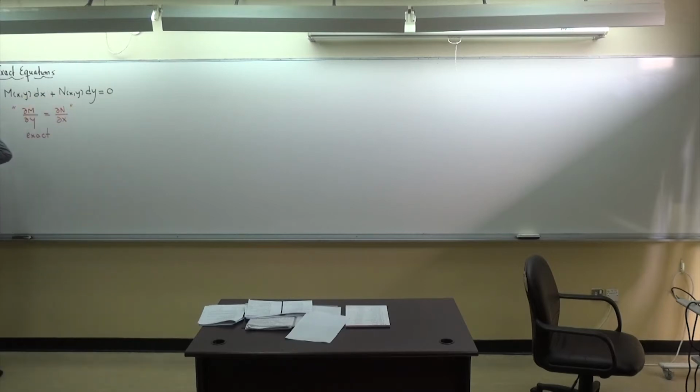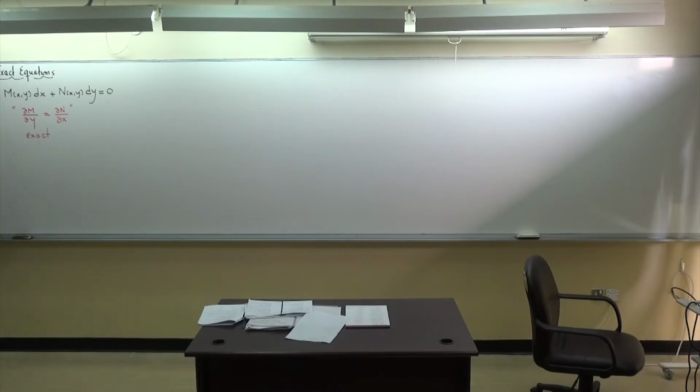The equation has to be written in this nice, simple, standard form, M dx plus N dy equal to 0. All that you have to do is check that the derivative of M, which is the coefficient of dx, with respect to y, and N, which is the coefficient of dy, with respect to x, are equal. If they are equal, then the equation is exact and can be solved by the method of exact differential equations.